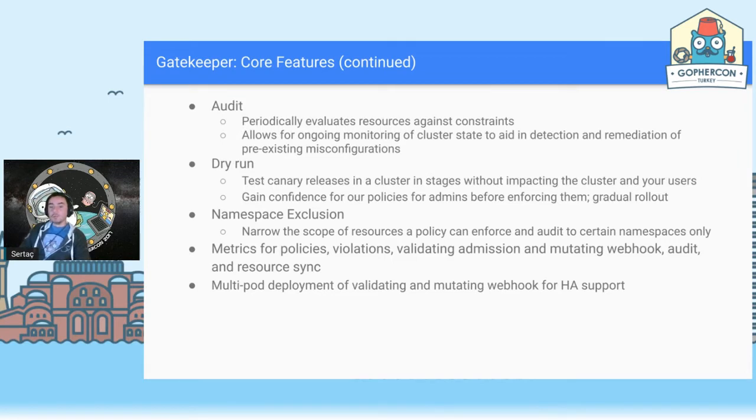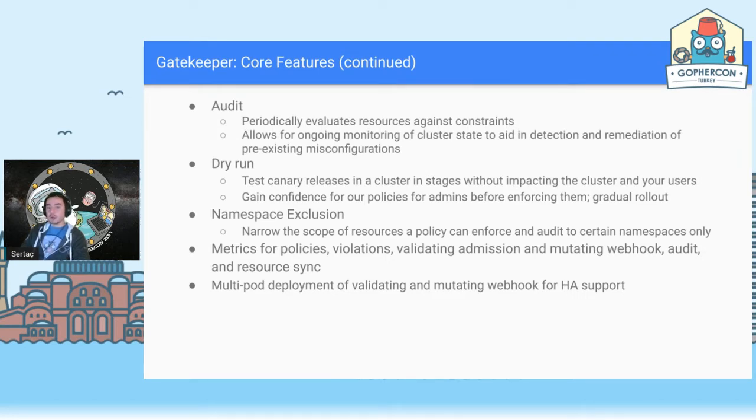Continuing with the core features, audit. Audit will periodically check the cluster for non-compliant resources and provide a report. Dry run will deploy policies without enforcement, so you can gain confidence before rolling out a policy, so you don't block users without actually trying it out first. Namespace exclusion can be used for excluding certain namespaces, like kube-system, for example, from validation or audit or mutation, any of these operations.